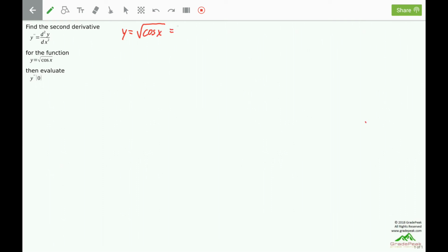Before we take the derivative, let's first rewrite this square root as a fractional exponent. It's cosine of x to the first power and then second root, or 1/2 power.